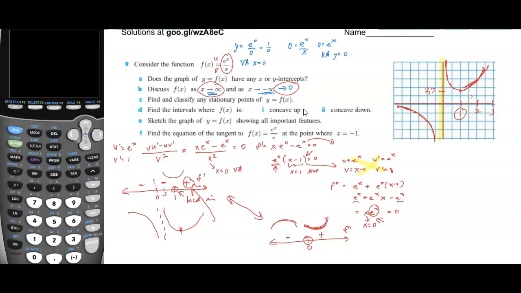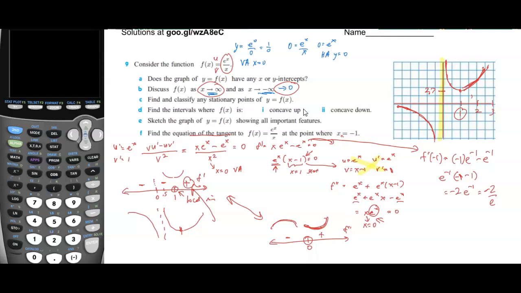Okay, and f, it says find the equation of the tangent to this function at the point where x equals -1. That is basically saying plug x equals -1 into the first derivative. So the first derivative was this, right? So if we put -1 in there, it would be -1 e to the -1 minus e to the -1. Actually it'd be easier if we just did e to the -1 times -1 minus 1. So that would be -2 e to the -1, which is equal to -2 over e.